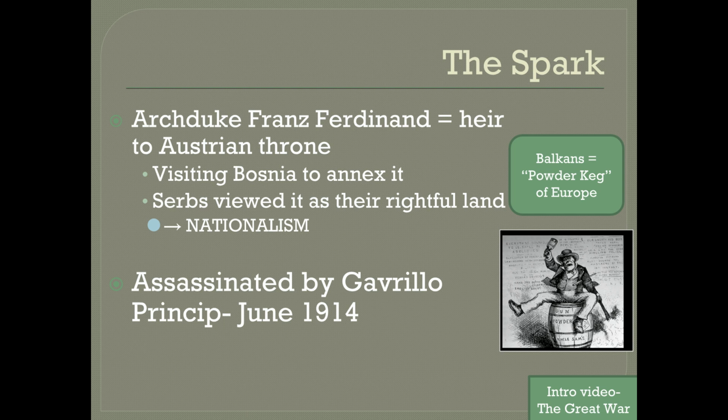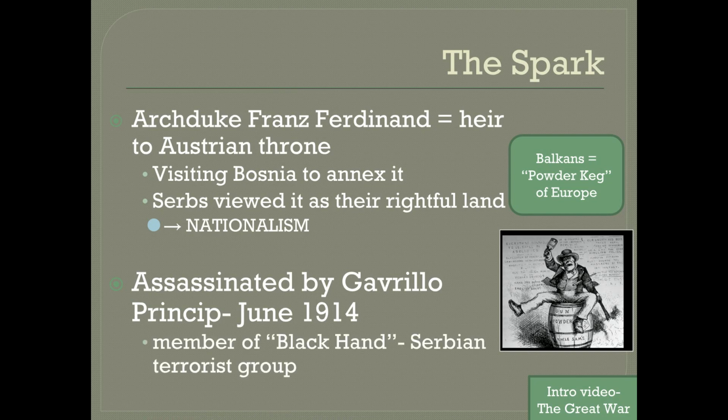So the Serbians did not want to be controlled by Austria-Hungary. They wanted to be their own country. They didn't want Bosnia annexed. Therefore, they pushed for Gavrilo Princip to actually commit the assassination. Gavrilo Princip, of course, this also from world history last year, was a member of a nationalist group called the Black Hand. It was considered to be a Serbian terrorist group.